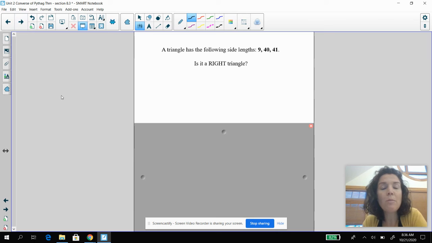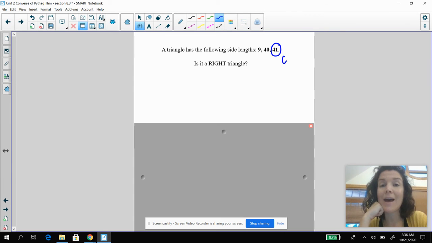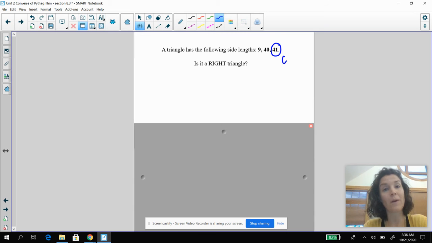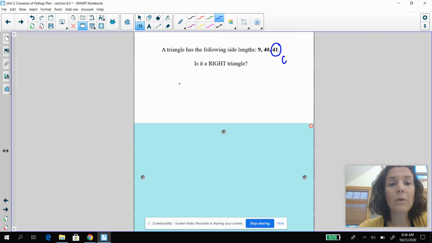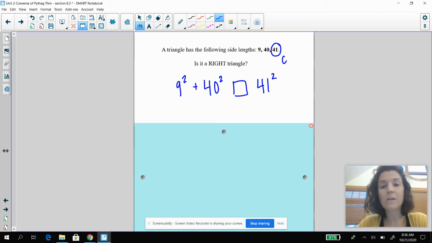So if I give you a problem like this, we have the following side lengths, 9, 40, and 41, and I want to see if it's a right triangle. All we're going to do here is assume that this longest one is our hypotenuse. Remember, the longest side is the hypotenuse. It's always going to be opposite the right angle. So we're going to see if 9 squared plus 40 squared equals 41 squared.